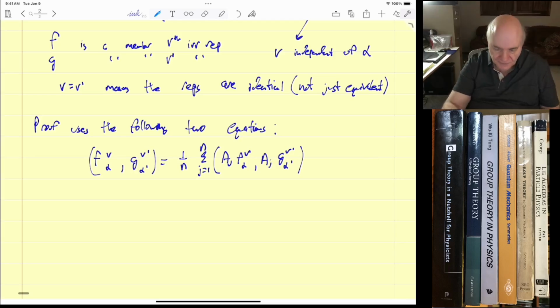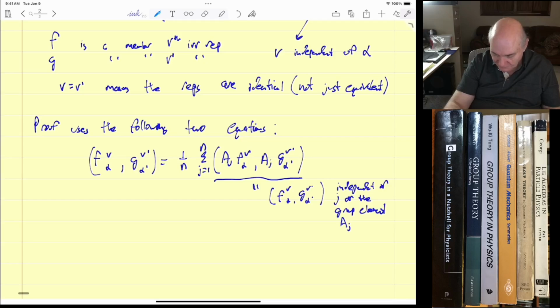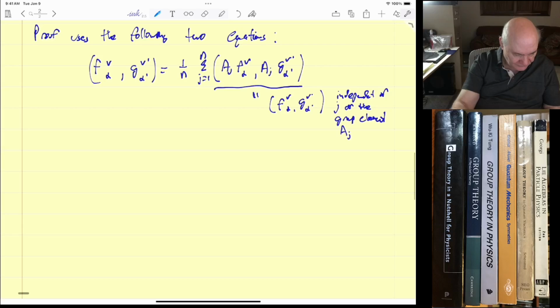Now, where does this come from? Well, remember this, because our group is unitary, this scalar product here is just equal to F nu alpha, comma, G nu prime alpha prime. It's independent of j, independent of the group element. So we're just summing this from j equal 1 to n, so we get n times, we divide by n, we get the same thing. So this is the main equation that's used in the proof.